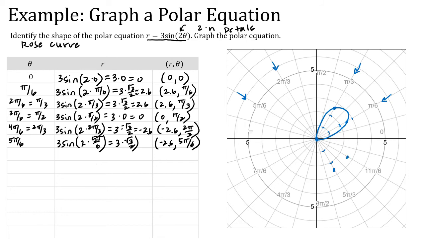And I feel as though I know what's going to happen with the next point, but let's just see here. 6 pi over 6 is equal to pi, so 3 times the sine of 2 times pi. The sine of 2 pi is 0. So we are back at, let's see here, 0 comma pi. So if I'm at a theta of pi and a radius of 0, I'm just back at the pole, aren't I?